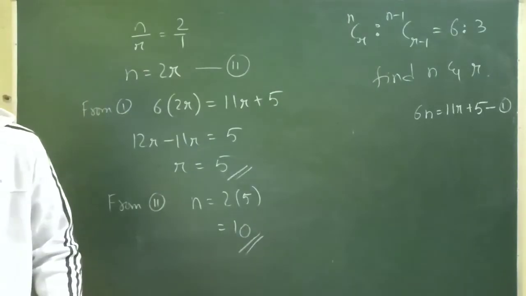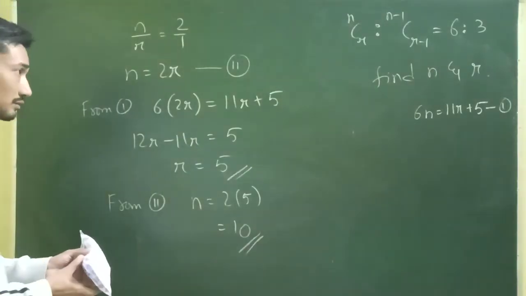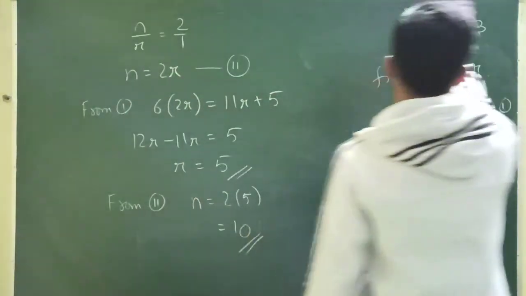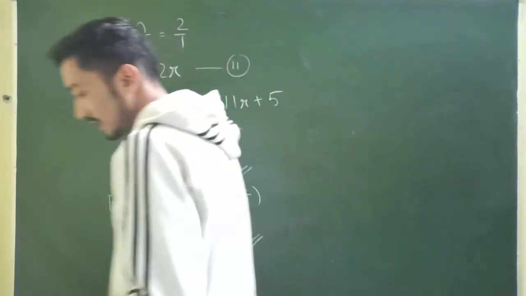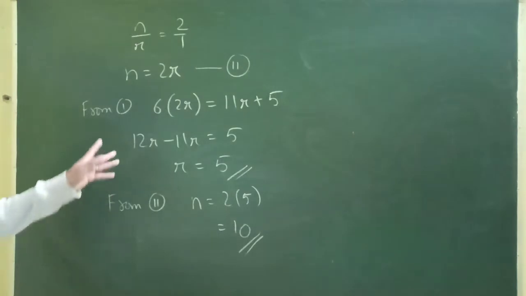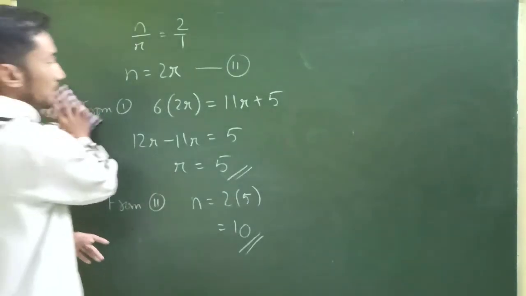Alright, so that was a very interesting problem we solved. So the value of r and n we get very comfortably. Simple mathematics. Alright, so you can pause the video for those who have done. Okay, I'm going to round off now.